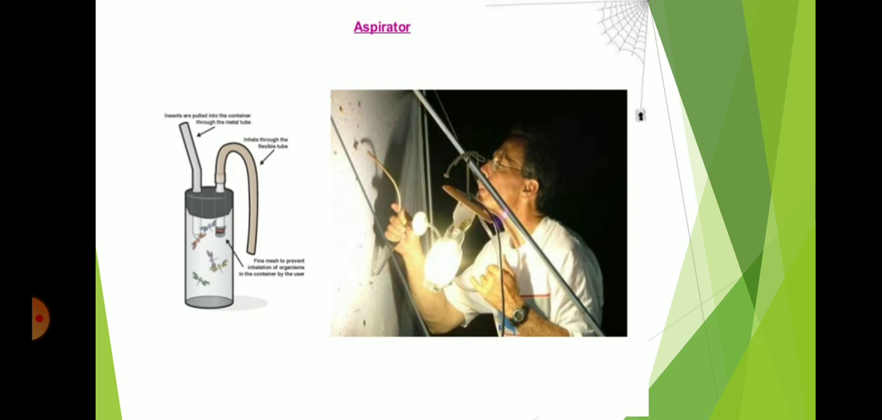Next part is the aspirator. An aspirator is a type of tube. These tubes are mostly useful for the collection of insects. Basically nocturnal insects are collected by this aspirator tube. This aspirator has one metal tube and one plastic tube. The plastic tube is useful for inhalation, and the metal tube is useful for the collection of insects from the surface of the white sheet which contains the UV light.